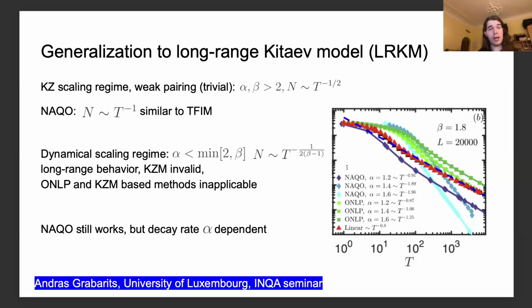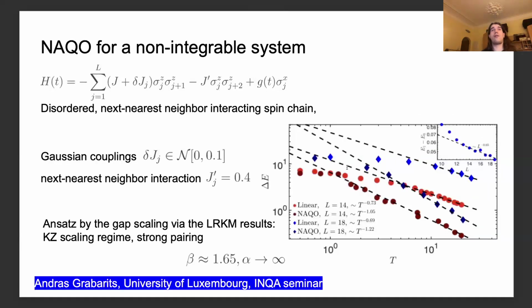As a final slide, because I'm a little bit over time, is our final result, how it can be tested or applied to a non-integrable system, because so far we used the integrable and analytical properties. For this, we considered the spin chain, but such that we made it disordered via introducing Gaussian distributed couplings into the nearest neighbor interaction terms, and we also introduced an antiferromagnetic next to nearest neighbor interaction. We realized that the non-adiabatic quantum optimization can be used as an ansatz via the long-range Kitaev model results.